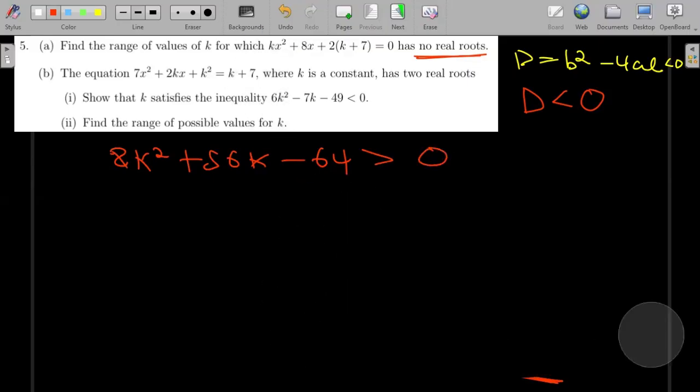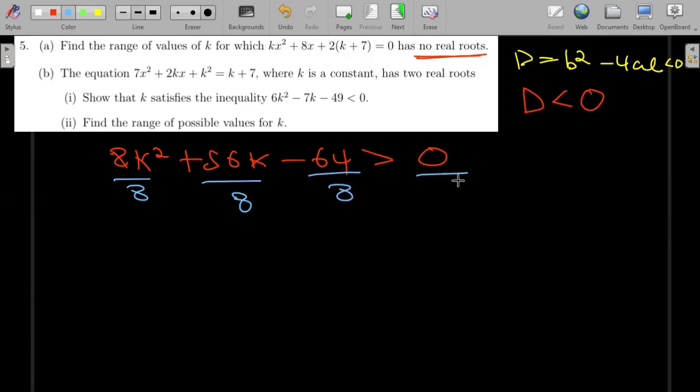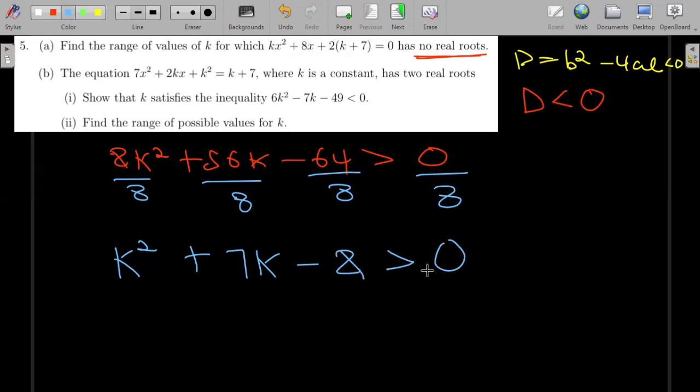And then we see that all these numbers here, we can actually divide them by 8. So if I divide this by 8, does 8 go into 56 anyway? Yeah, I think it does. So here you divide by 8, even here by 8, even there by 8. So here I'm going to get k squared plus 56 divided by 8, you're going to get 7k, minus 64 divided by 8, I'm going to get 8, greater than 0. Okay, so now this is the quadratic inequality that we have.